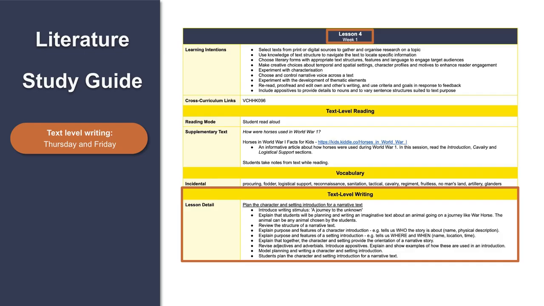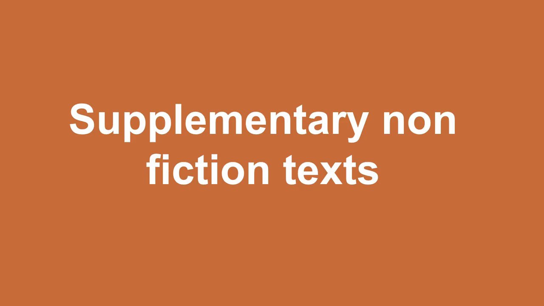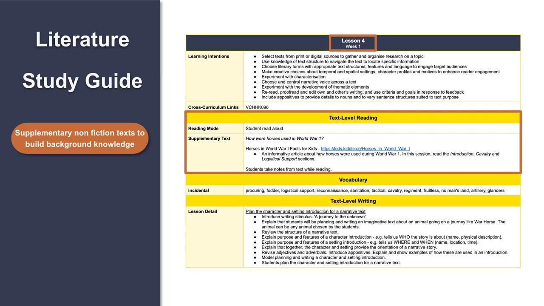Text-level writing, scheduled for Thursdays and Fridays, focuses on teaching the macro and micro structures of genres and offers extended writing opportunities. Finally, we include supplementary non-fiction texts on Thursday and Friday to provide background knowledge, supporting comprehension and enhancing writing skills. As this unit focuses on both imaginative and persuasive writing, we use a range of supplementary texts that will help students understand, discuss, and write about the issues of the novel.